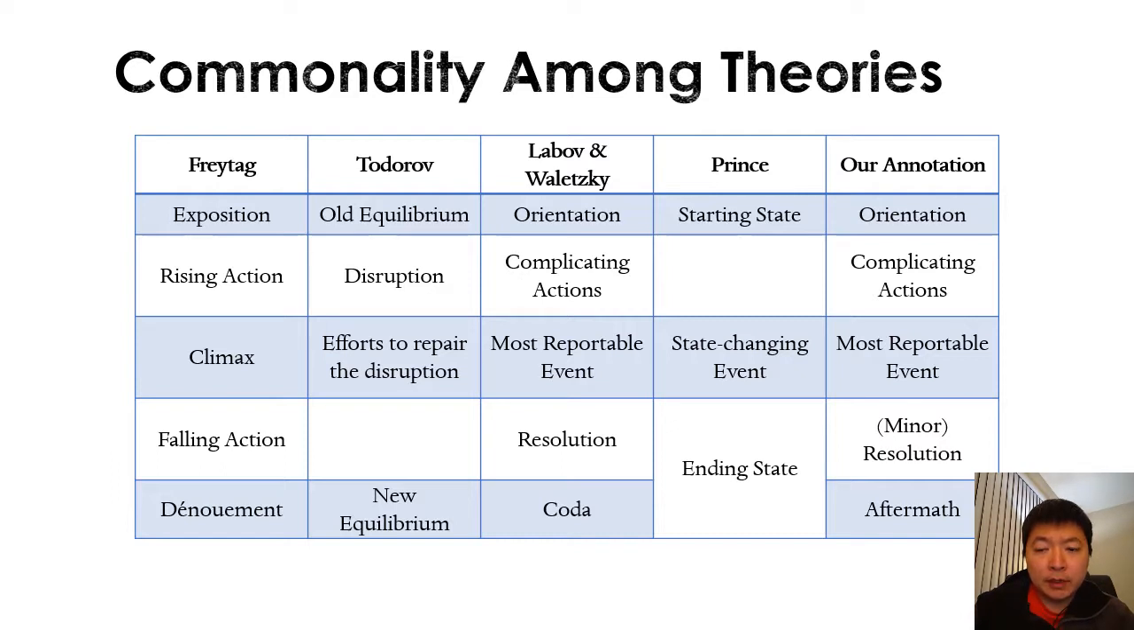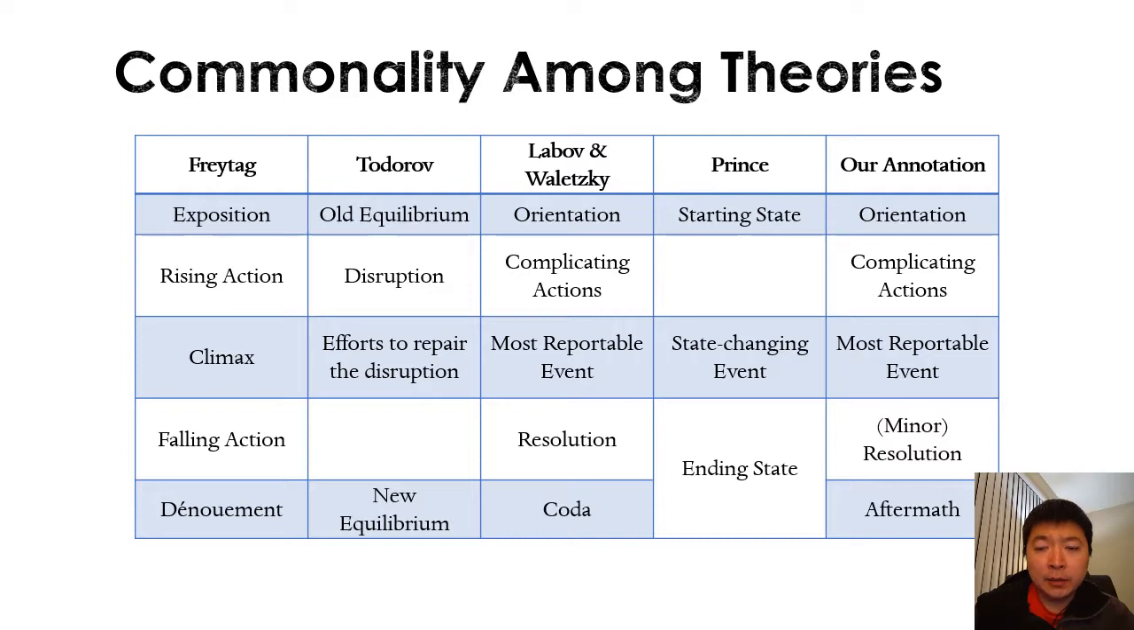In the resolution, the tension falls, so we align that with the falling action. Labov's definition for coda depends on its ability to resolve all further questions the audience may have. Quote, so that the question, what happens next, is no longer appropriate, end quote. So we align that with denouement in understanding that a new equilibrium has been established and dramatic tension is at its minimum.